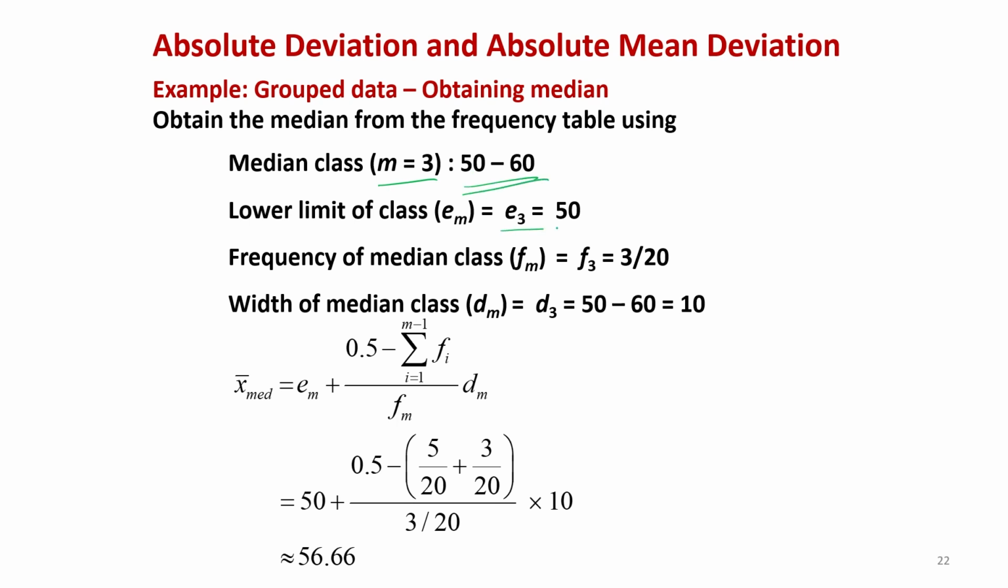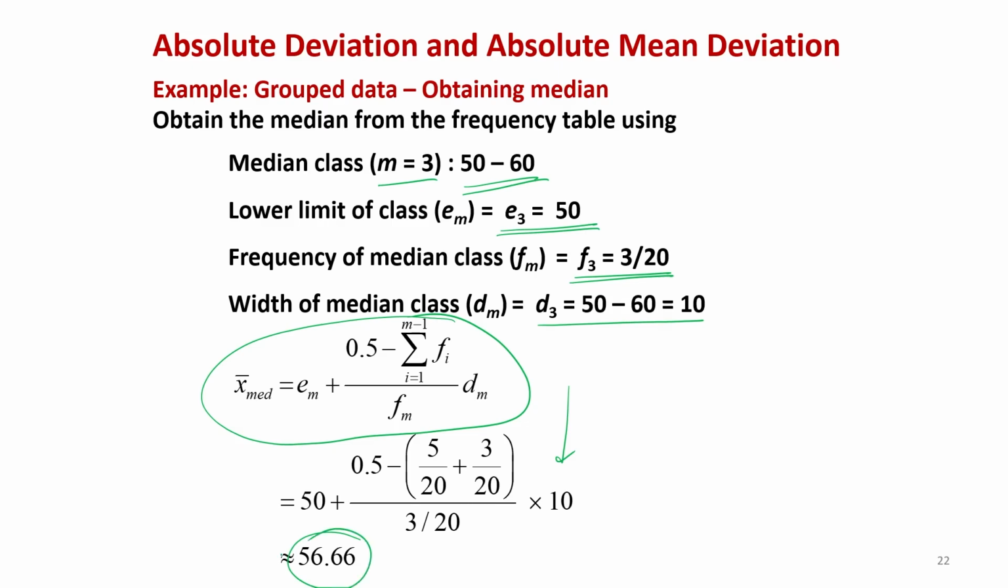The lower limit of the class interval is 50. The frequency of the median class is 3 by 20. The width of the median class is 10. So I can use the formula that we discussed earlier to obtain the median. I substitute all the values and I get 56.66, right.